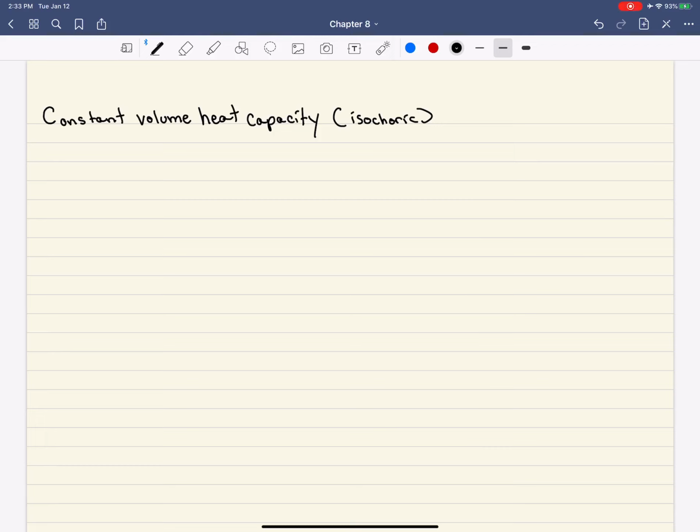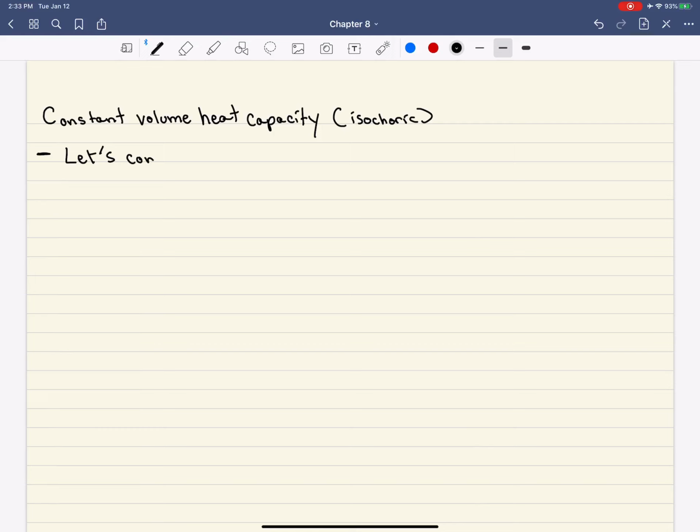The first type of heat capacity we're going to consider is the constant volume heat capacity, otherwise known as the isochoric heat capacity. To at least explain what this heat capacity is, let's first consider a sort of piston cylinder system in which the piston is locked into place.